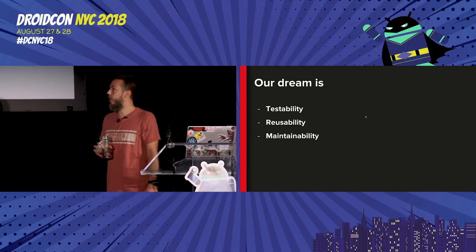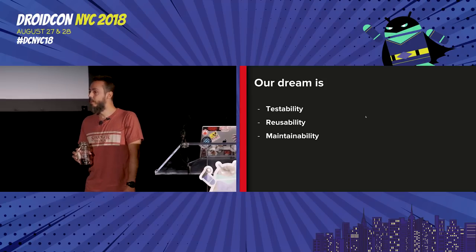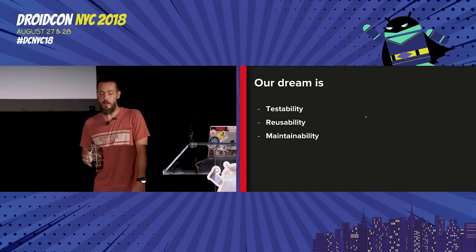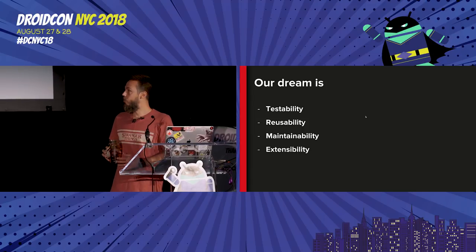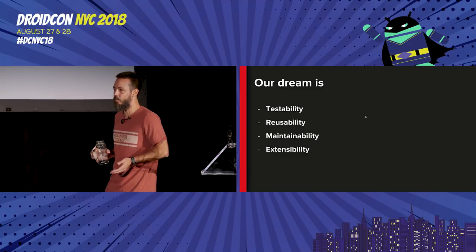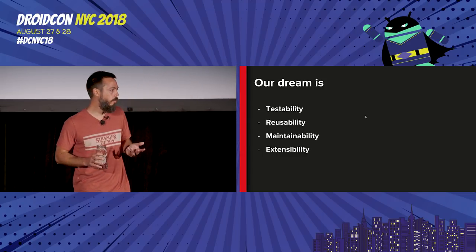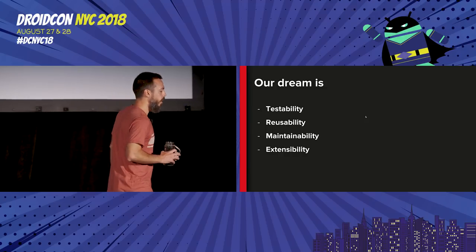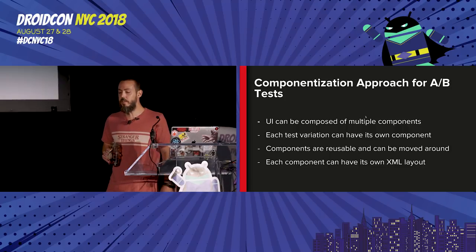We also want to maintain that. If we fix a bug, we don't want to create two more. We want that thing to be clean. And of course, we need to extend, because we might have two or three A-B tests running in the same screen at the same time, with three people working in the thing. And then we need to support that. So how do we get to all these things?